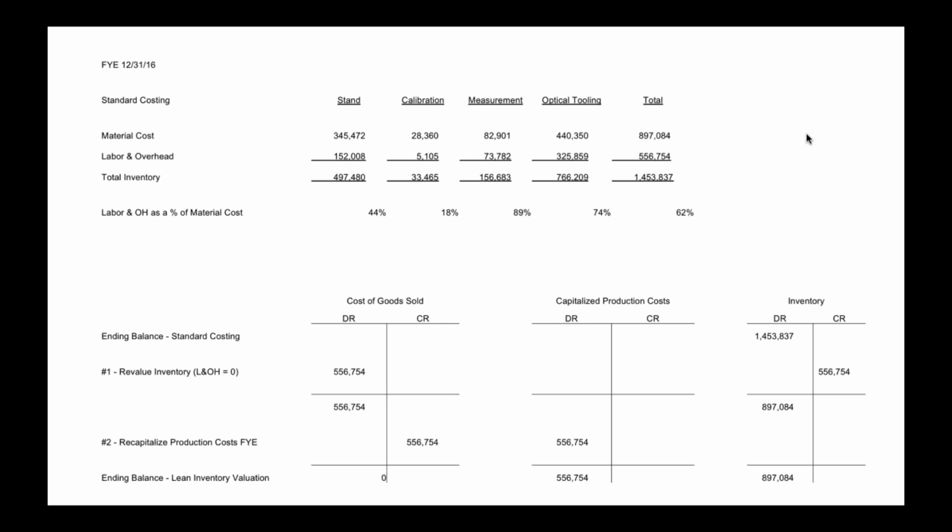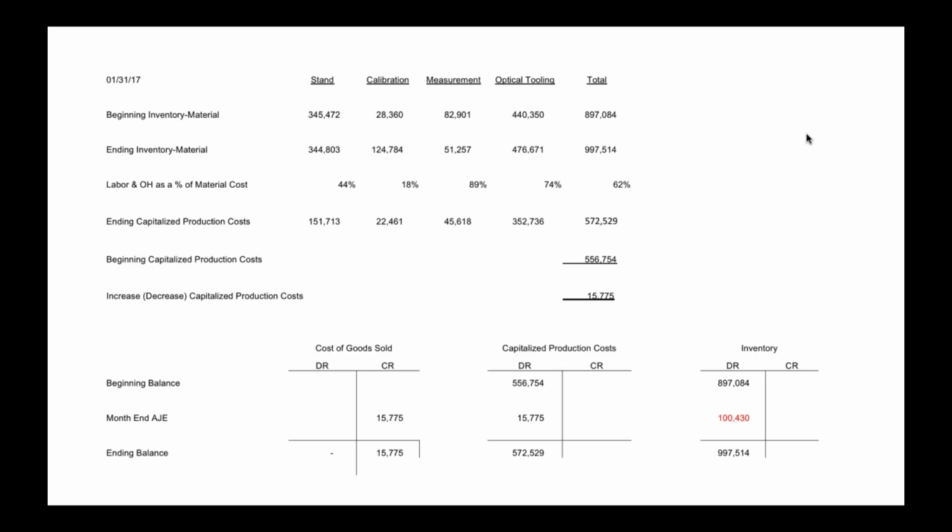So number two is we have to do a journal entry to bring back the capitalized costs. So we credit cost of goods sold for the $556,754, and we debit a new account in inventory called capitalized production costs. So now our balance sheet is correct as of, for example, December 31st. But we're not using standard costing anymore, but it's still correct.